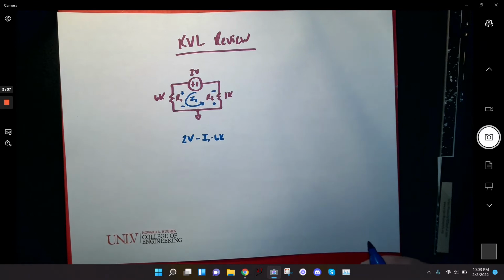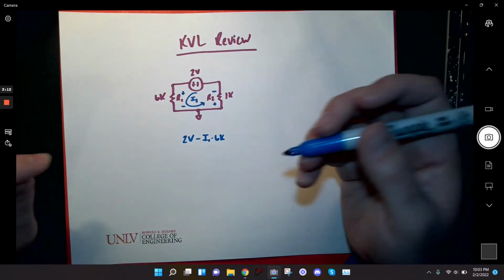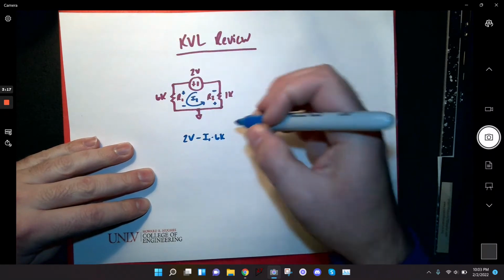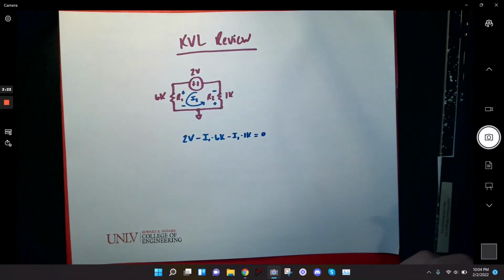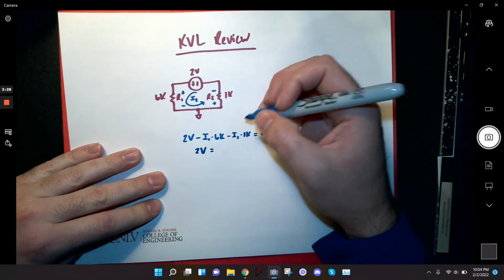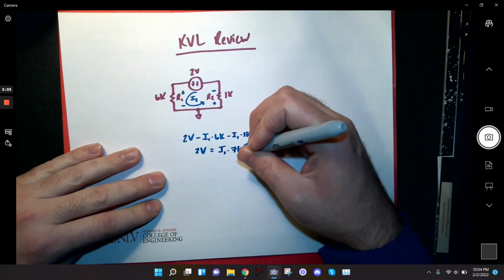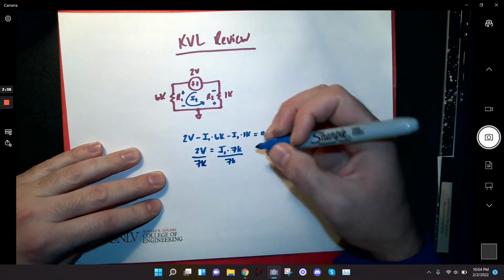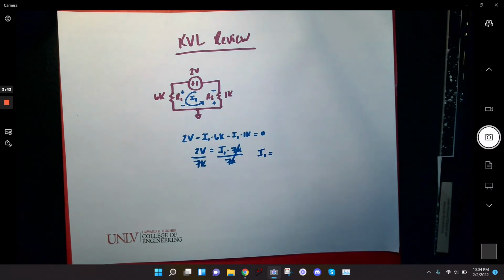So what you're going to see is that as long as you define everything properly, the problem will work itself out because of KVL. So 2 volts minus I1 times 6K, and then minus I1 times 1K equals 0. So now if I solve for I1, 2 volts equals, if I group those like terms, that would be 7K times I1. I can divide by 7K, divide by 7K, and I1 is equal to 2 over 7K. I have my calculator here.